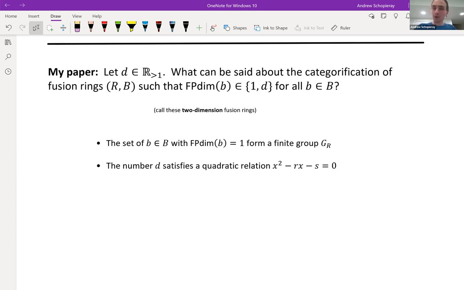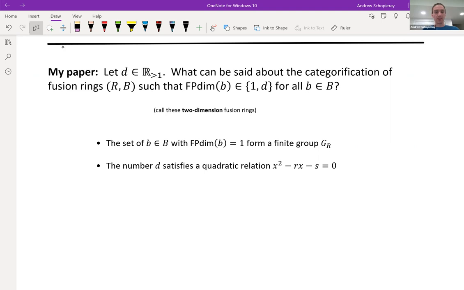As I mentioned before, you're going to have some basis elements of dimension 1, and these act by multiplication by permutations on the rest of the elements. All of these elements of dimension 1 form a finite group, which we call G with a little r next to it, the set of all basis elements of dimension 1. This G_r also acts on the objects of dimension D. The Frobenius-Perron dimension is a character of the group, multiplicative, and so G_r just permutes those objects of dimension D as well.